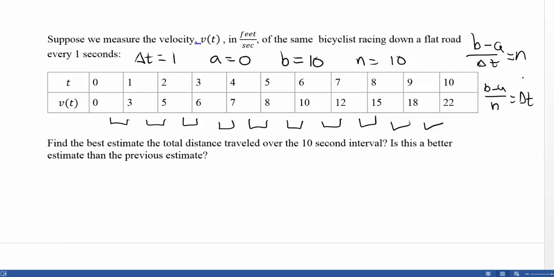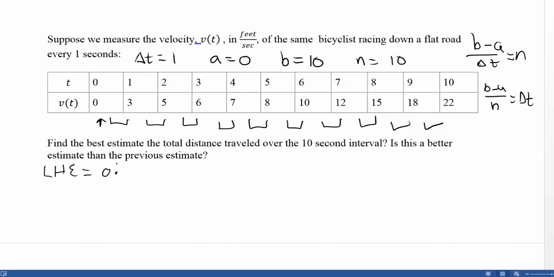So again, we want to do a left-hand and a right-hand estimate. So let's start with the left-hand estimate. Okay, so our first estimate, we're considering what happens between 0 and 1 seconds, and we're going to pick the rate on the left for each one.